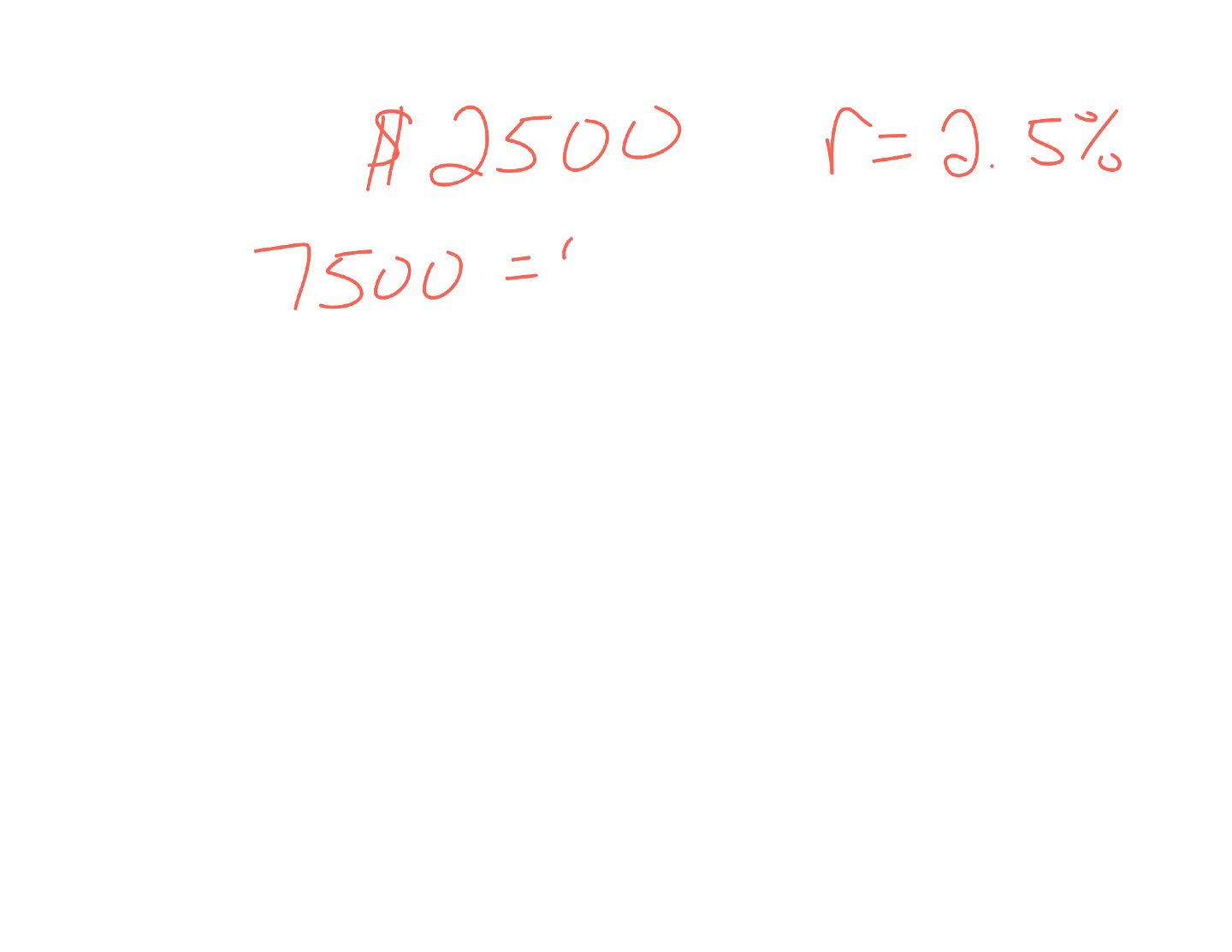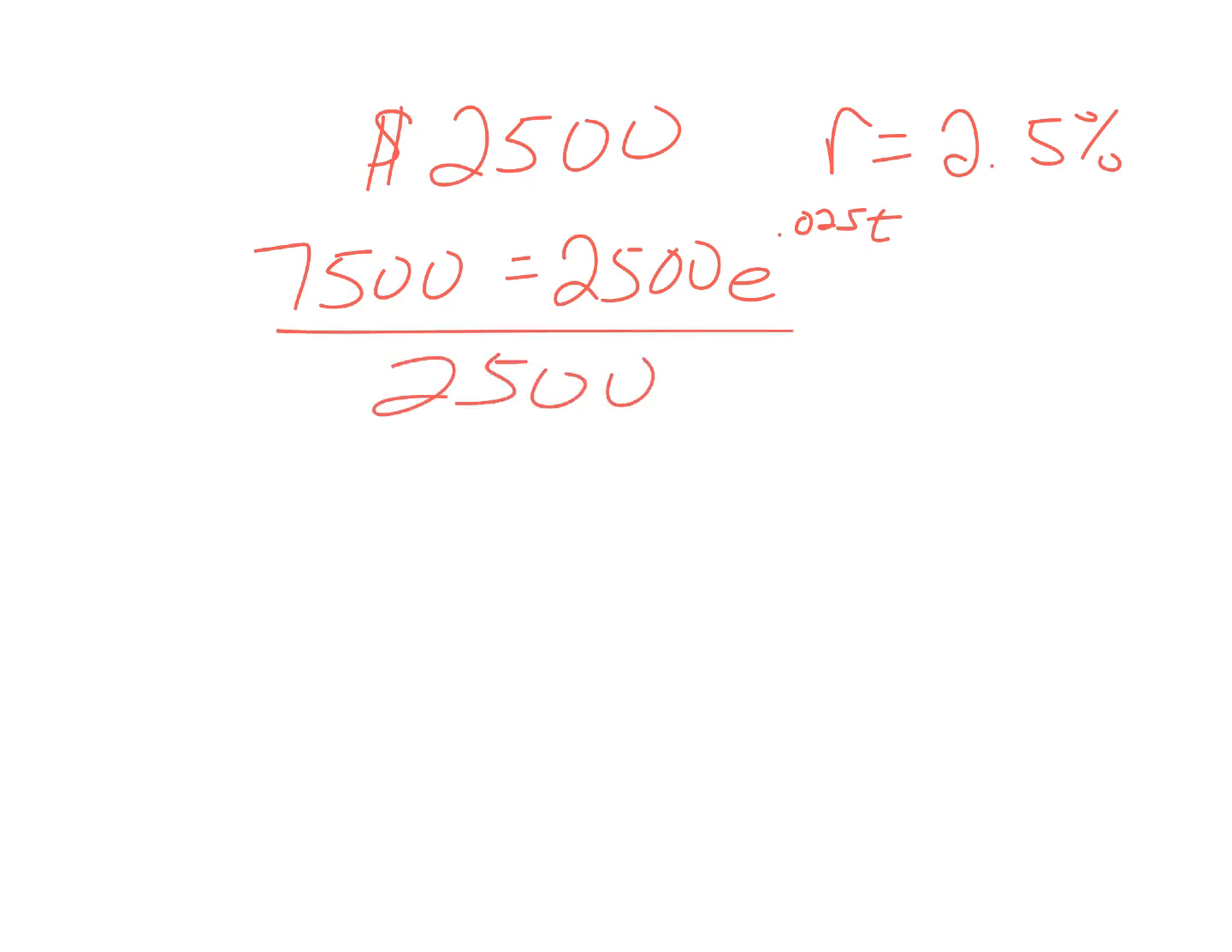to use PERT. Okay, so 2,500 base e to the power of 0.025 t. We need to solve for t. I want to know how long it takes to triple your investment. So I'm going to divide both sides by 2,500 because we need to get the base and the exponent alone, just like we did with the equation problem. So we divide, get 3 equals e to the power of 0.025 t.